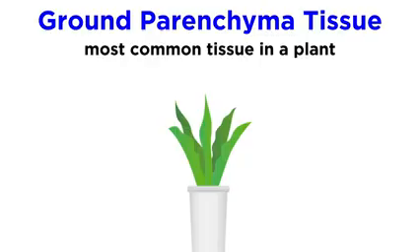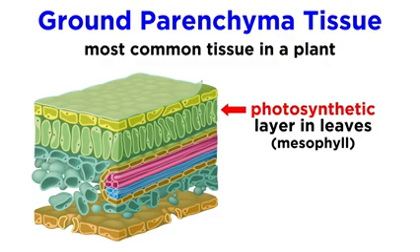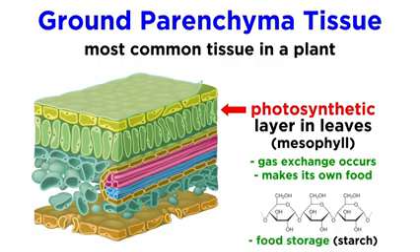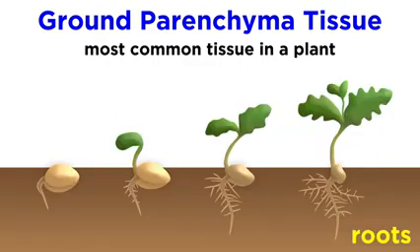Ground parenchyma tissue is the most common tissue in a plant. It appears in a variety of locations and does many jobs. Parenchyma tissue is responsible for the photosynthetic layer in leaves, called the mesophyll, where the plant performs gas exchange and creates sugars, making its own food. Parenchyma tissue is also how a plant stores excess energy in the form of starches, which are complex polysaccharides.